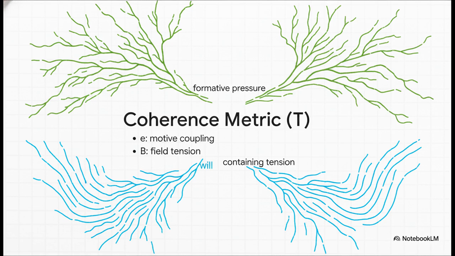The top half of the equation, E cross V, represents formative pressure, which we phenomenologically experience as desire. The bottom half, B cross omega, represents containing field strength, or tension, which we experience as will. When formative pressure perfectly matches containing tension, when T equals exactly 1, the closure stabilizes and persists. They hit dynamic impedance matching. If one heavily outweighs the other, the form either dissipates from instability or stagnates from rigidity. Coherence isn't magic. It is a measurable, persistent relation.